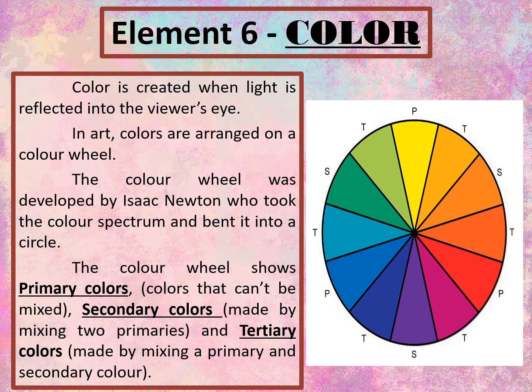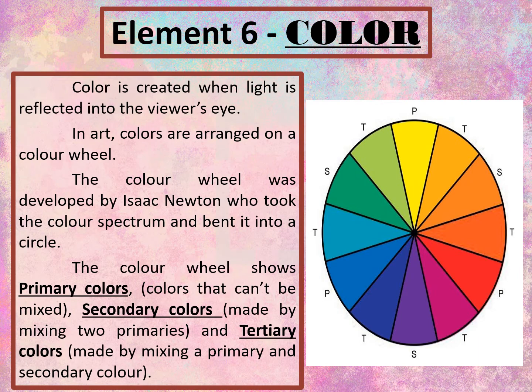The sixth element is the color. Color is created when light is reflected into the viewer's eye. In art, colors are arranged on a color wheel. So as you can see in the picture on the right side, that is the color wheel. The color wheel was developed by Isaac Newton, who took the color spectrum and bent it into a circle.